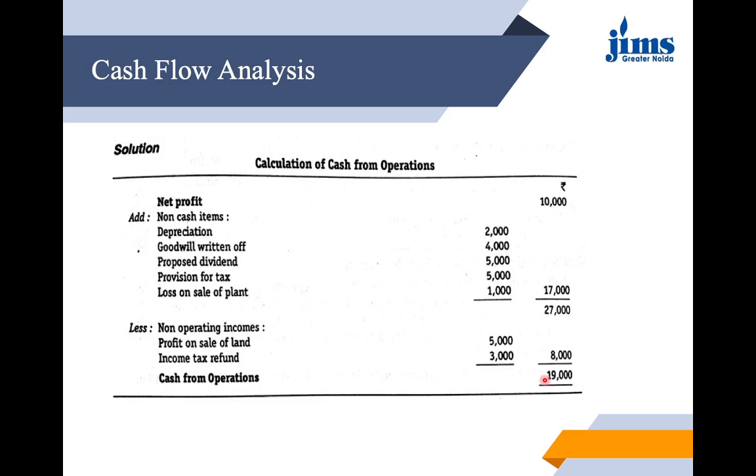Here in this part, there are no entries because the balance sheet is not given, so no entries are there for working capital, meaning no entries have been given for current assets and current liabilities. So cash from operations is coming out as 19,000.